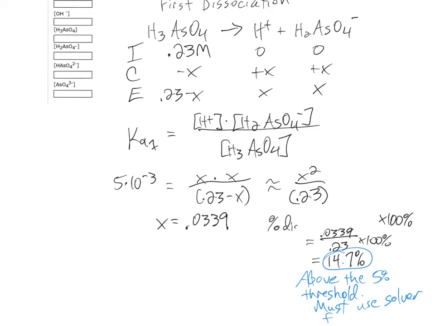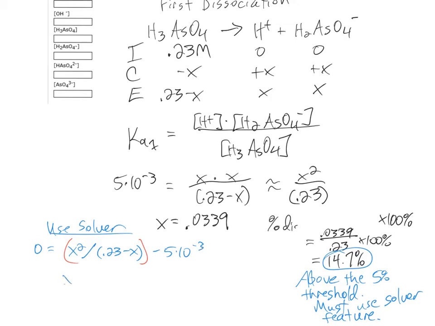If you don't like the solver feature, you could also solve this graphically, but we need a more precise value for x. So if we go ahead and use the solver, I'm going to type in this equation in the format 0 equals the equation, x squared over 0.23 minus x. Make sure you don't lose an important set of parentheses. And then we subtract the Ka value, 5 times 10 to the minus third.